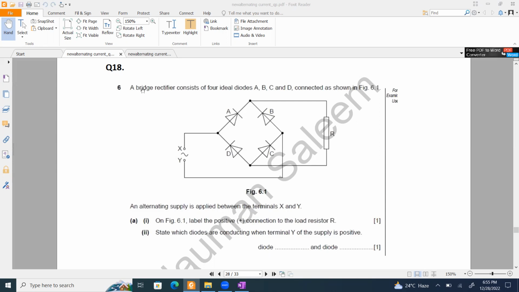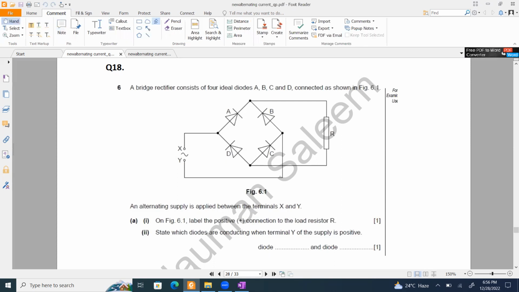They say an alternating supply is supplied between the terminals X and Y. They say on figure 6.1, label the positive means positive sign connection to the load resistor R. Okay, what we are supposed to do, we are supposed to find out what point of load resistor will provide positive pulse to the resistor. For example, if I label 2 points here, point number one, point number two, which point is behaving positively?